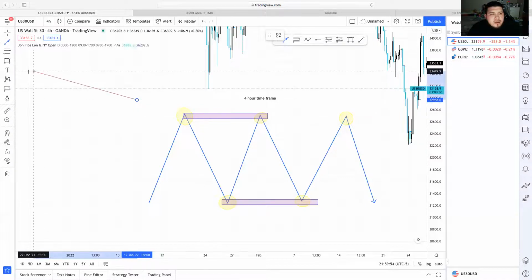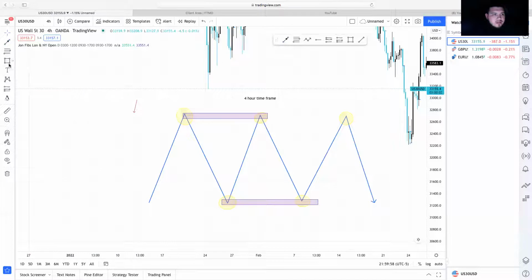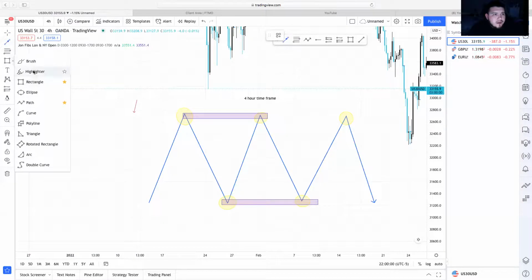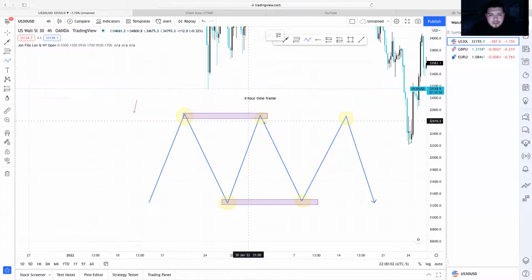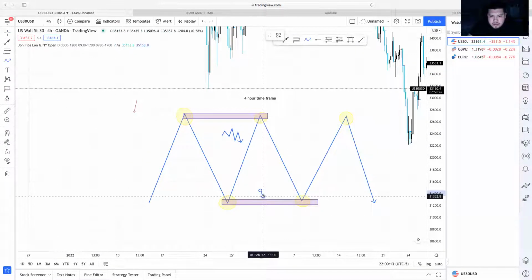So, like I said, you want to wait for extra evidence, meaning if the market is accumulating or distributing, you want to wait for the market to come in and either redistribute or reaccumulate. Why?